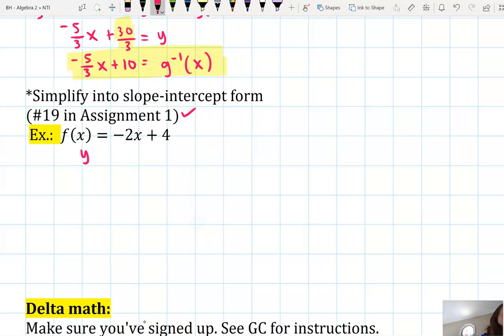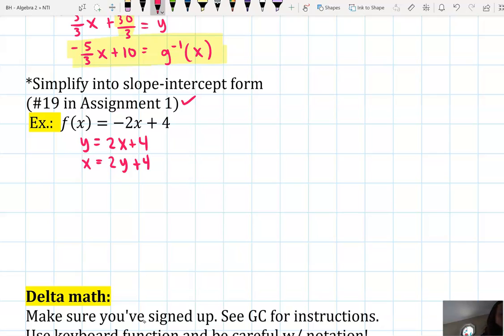So I'm going to change f of x to y. I'm going to switch x and y. And then I'm going to solve. So subtract 4 from both sides. Divide by 2. Now, a lot of you all stopped here. This is not incorrect, but we want it in slope-intercept form.